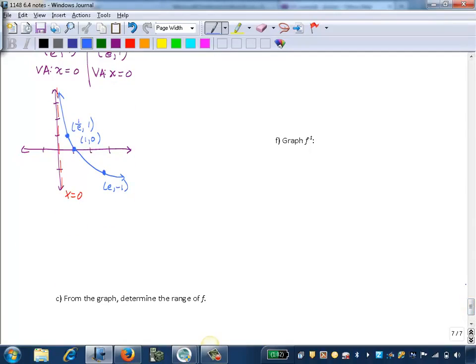Okay, now from the graph, we want to determine the range of this function. So we can see that it certainly goes all the way down to negative infinity and all the way up to positive infinity, approaching that vertical asymptote. So we've got our range: negative infinity to infinity.